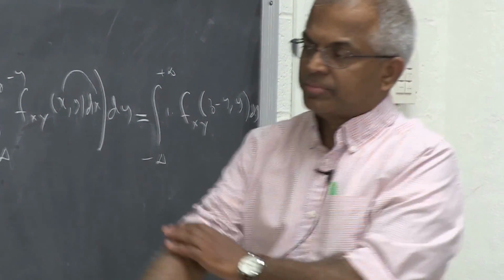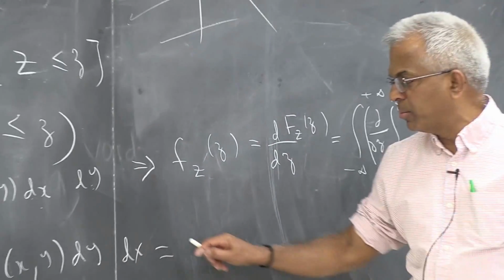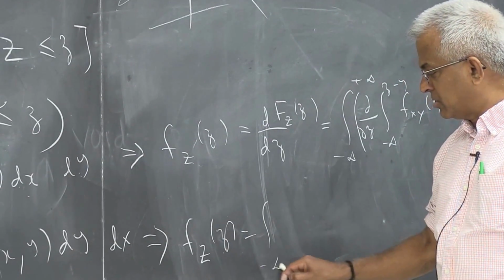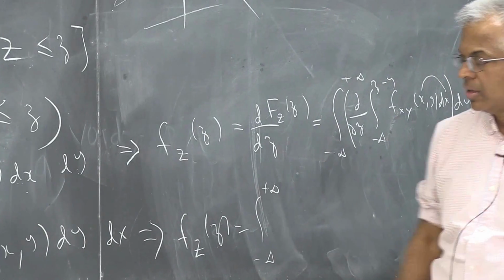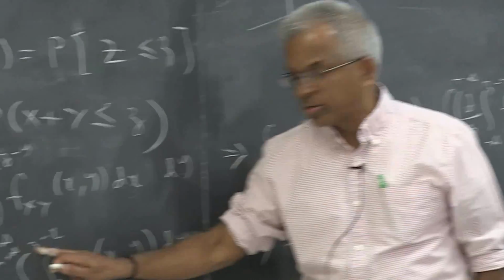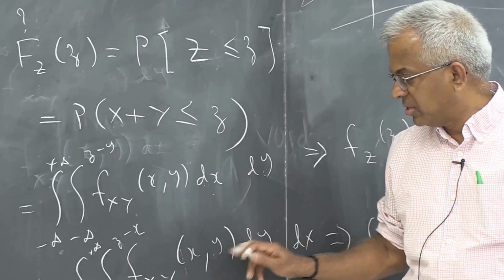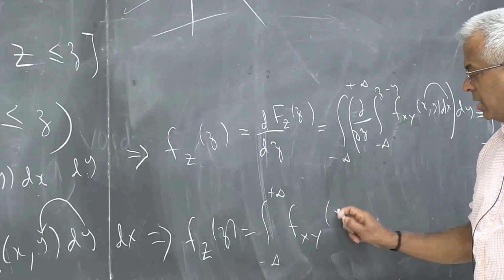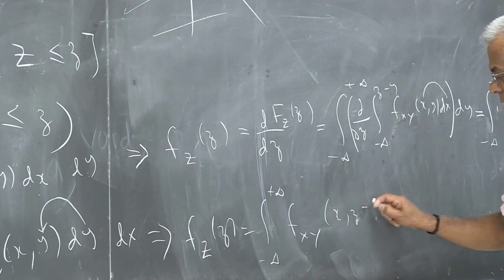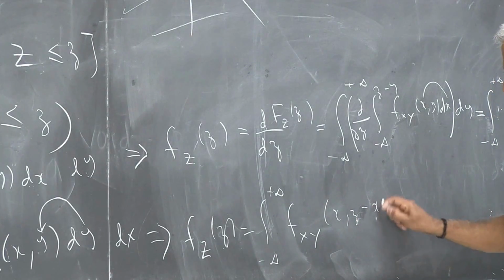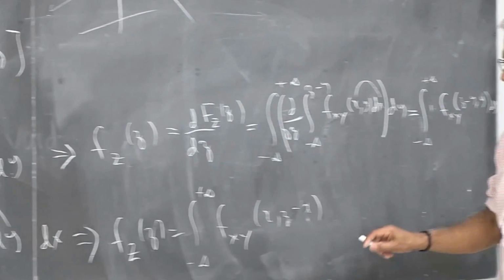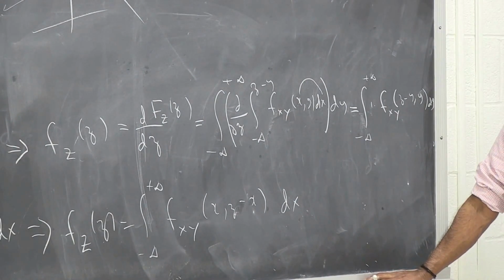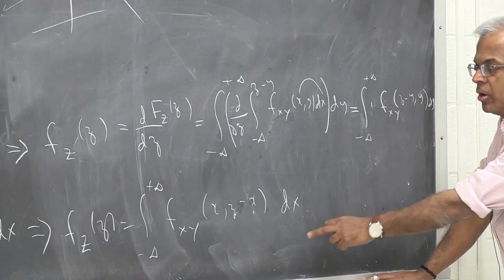Let's try here. So from here also you get f_Z(z), the integral from minus infinity to plus infinity. The derivative with respect to z of the limit is 1, but here the variable is y. So this is going to be f_XY(x, z minus x). Bottom limit is 0, third term is 0, so this is this. So in general, this is the answer. You can either use this formula or this formula.